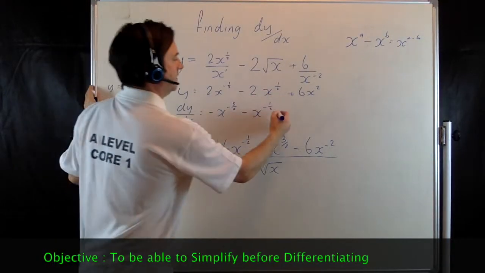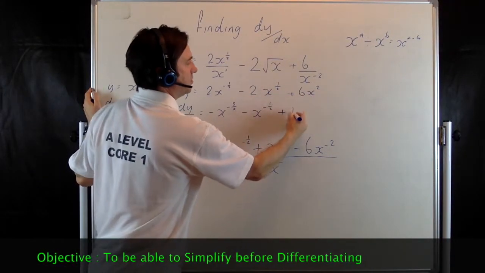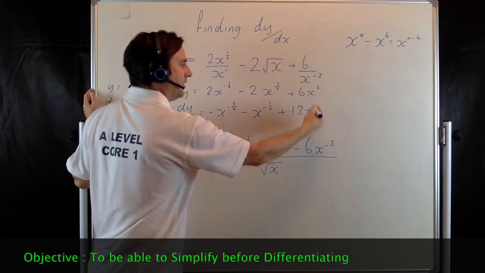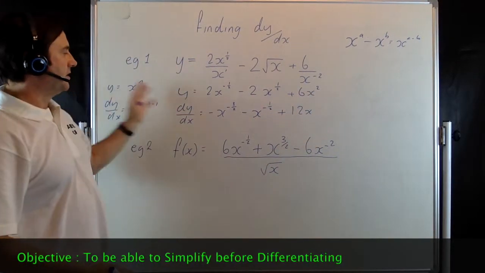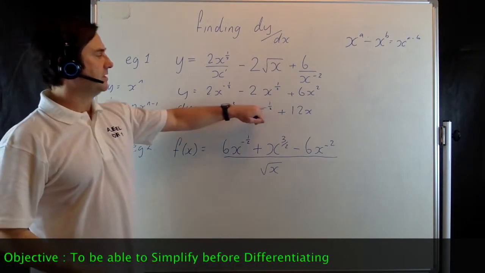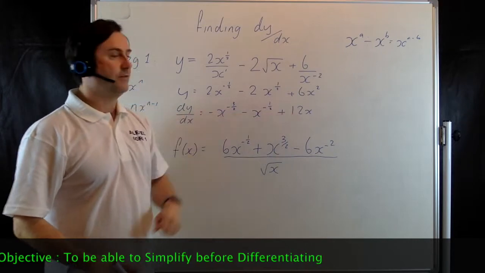And then the last term here, 2 times 6 is 12. We get 12x. This term goes down by 1. We don't need to write the 1. So dy dx is negative x to the negative 3 over 2, negative x to the negative half, add 12x.